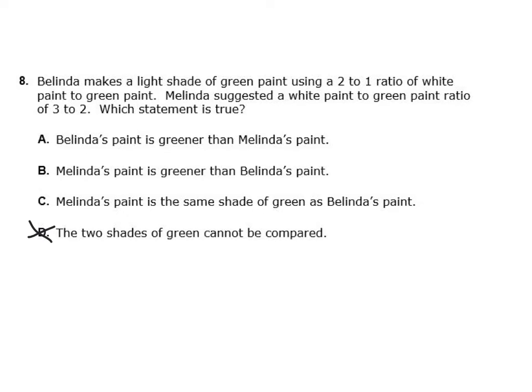Well, we've got to determine if the ratios are the same. So let's go ahead and write them as a ratio. So we have white paint to green paint. So this is Belinda's. Belinda says it's 2 white to 1 part green. Melinda says it's going to be 3 parts white with 2 parts green.